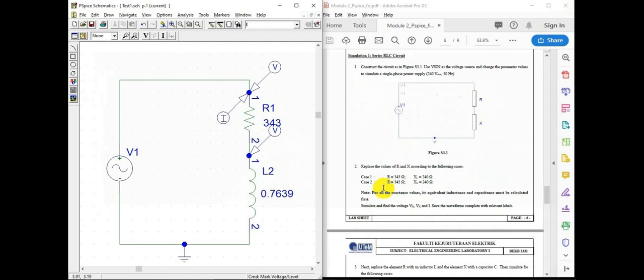For any other case, just change the value or change the component. That's it from me.